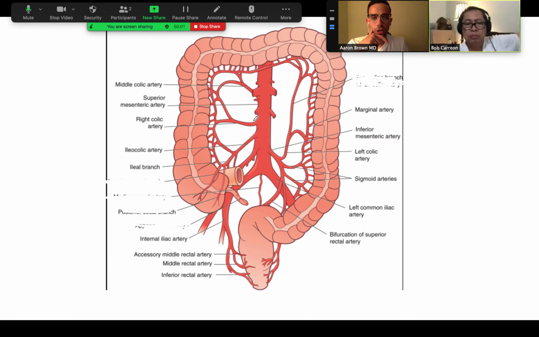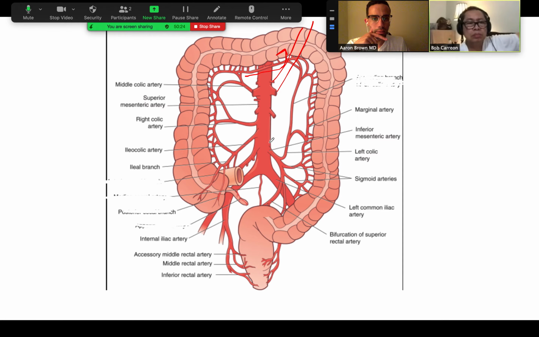In terms of the supply to the colon, we have our ileocolic artery, our right colic artery, and our middle colic artery, and those are the major branches to the colon. And so you can see why we call this area a watershed area, because the last branch that the SMA gives off is the middle colic, and then we have all of this distance that blood has to traverse to get to that watershed area.